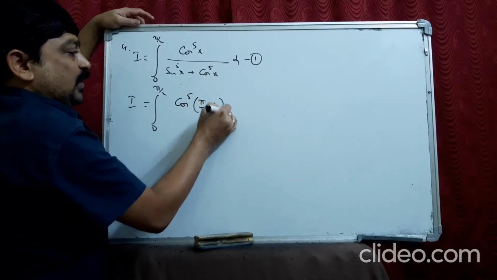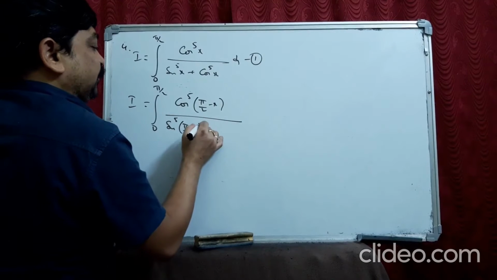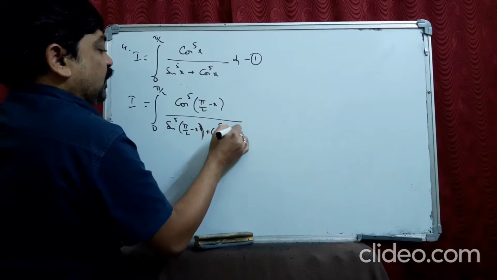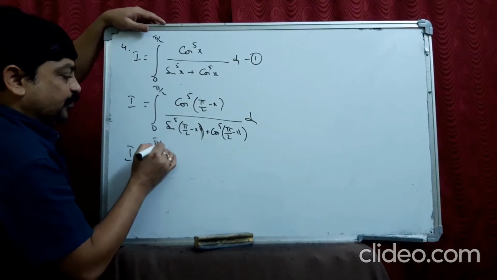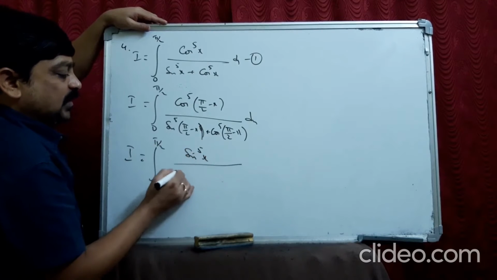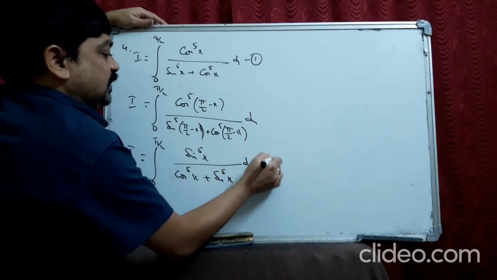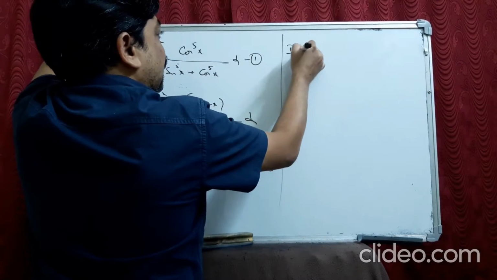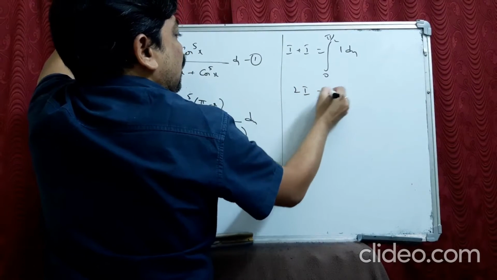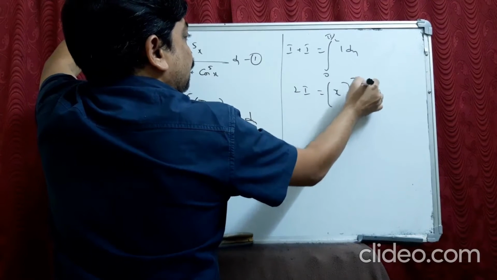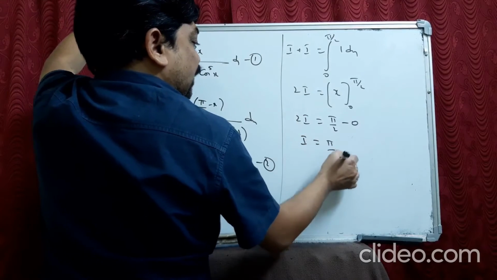It becomes cos power 5 of pi by 2 minus x by sin power 5 of pi by 2 minus x plus cos power 5 of pi by 2 minus x dx. So it becomes 0 to pi by 2 sin power 5x by cos power 5x plus sin power 5x dx. This is 2. When you add 1 and 2, I plus I becomes the integral from 0 to pi by 2 of 1 dx. 2I is equal to x from 0 to pi by 2. 2I is equal to pi by 2 minus 0. I is equal to pi by 4.